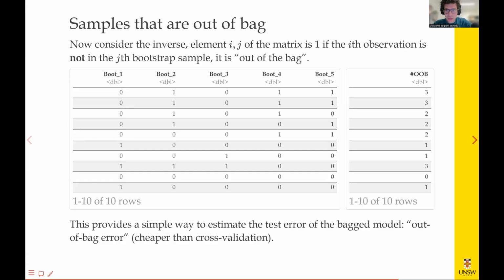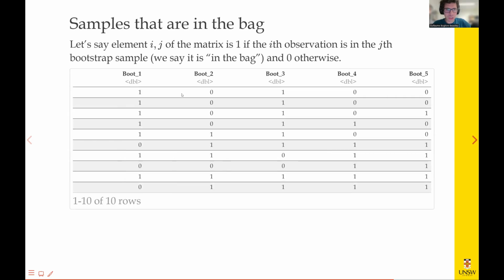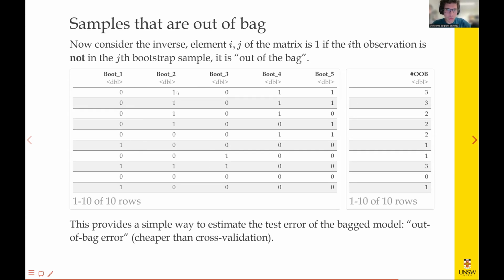Here you have the exact opposite idea. This is what we call out of the bag. Element ij is 1 if the ith observation is not in the jth bootstrap sample, and this is called out of the bag. So this matrix is the total opposite of the previous one. The first observation was not in bootstrap sample number 2, so here you have a 1 to signal that it was not in bootstrap sample number 2. But now there's another column here.